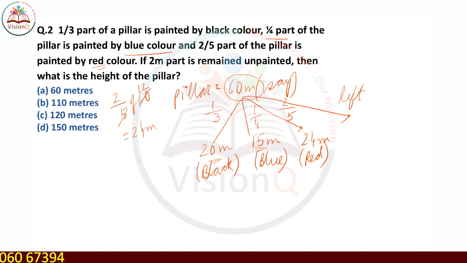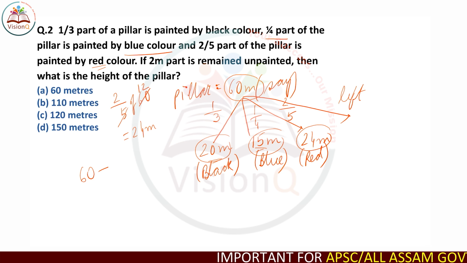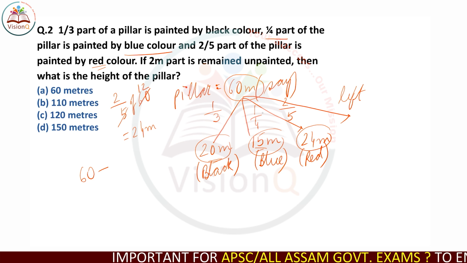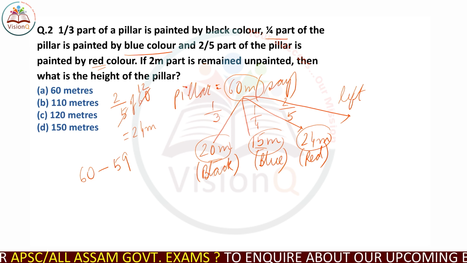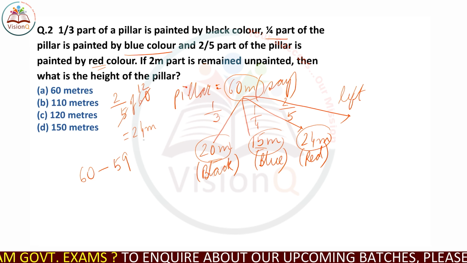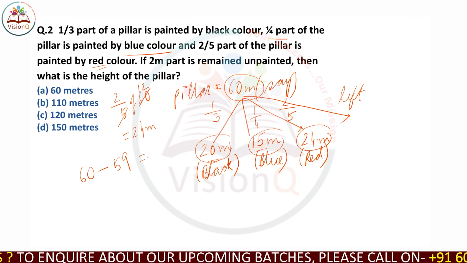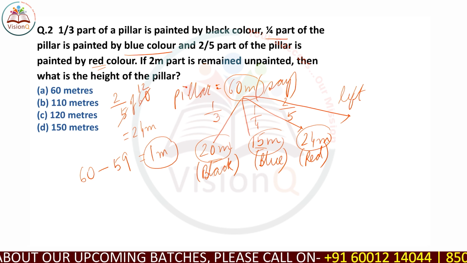So what to do? From 60 subtract 20, 15 and 24. So 20 plus 15 plus 24 gives 59. If out of 60, 59 has already been painted, how much is left unpainted? 1 meter is left to be unpainted.